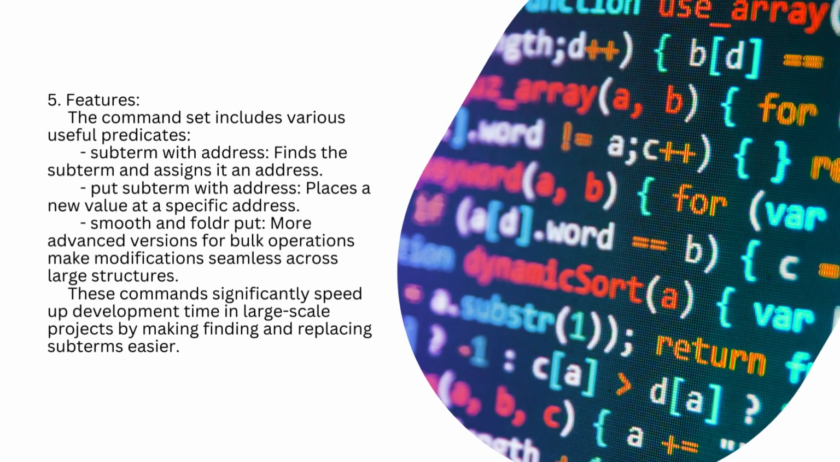5. Features. The command set includes various useful predicates. Subterm with address finds the subterm and assigns it an address. Put subterm with address places a new value at a specific address. Smooth and folder put, more advanced versions for bulk operations, make modifications seamless across large structures. These commands significantly speed up development time in large-scale projects by making finding and replacing subterms easier.